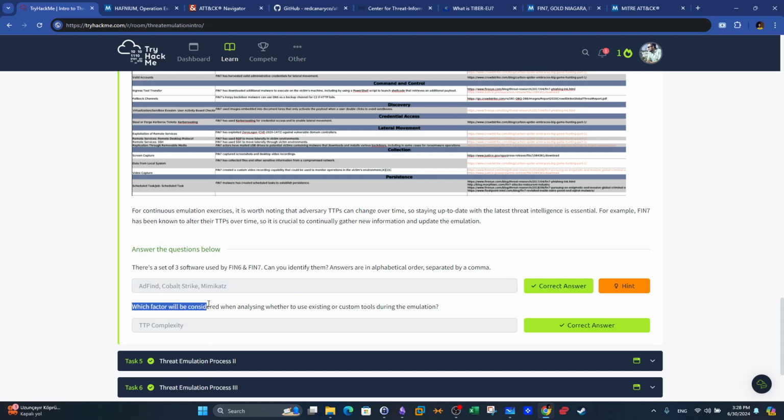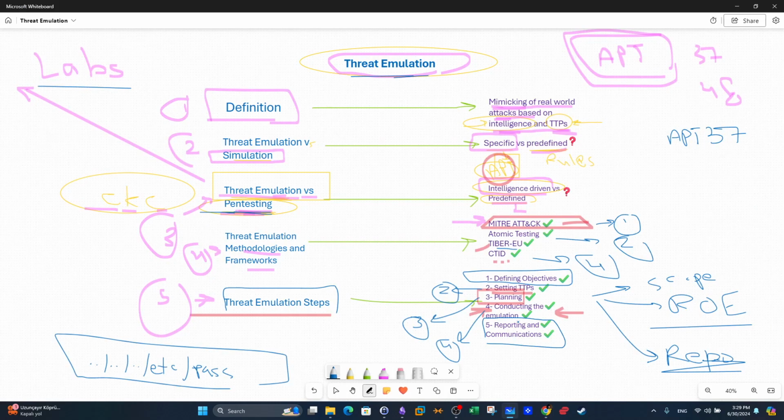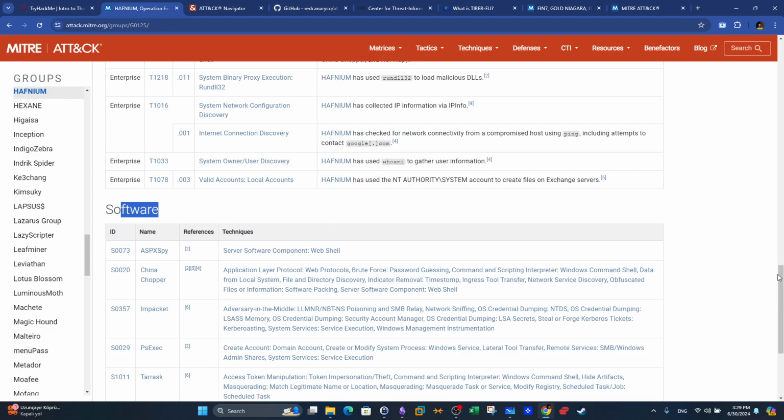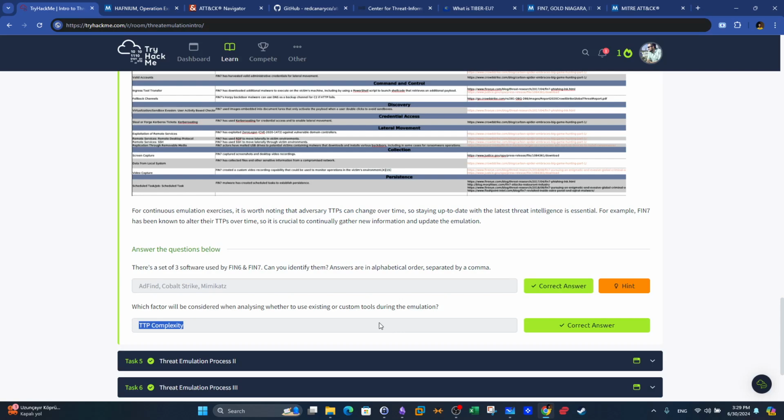And lastly, which factor will be considered when analyzing whether to use existing or custom tools during the emulation? Remember, guys, that in the emulation, we have to go through the steps. In going through the steps, we're going to conduct the emulation. By conducting the emulation, we are choosing the tools and the labs. The choice of what tools to use depends on the organization and the complexity of the TTP here. You might use the tools used by the APT group or develop custom tools.